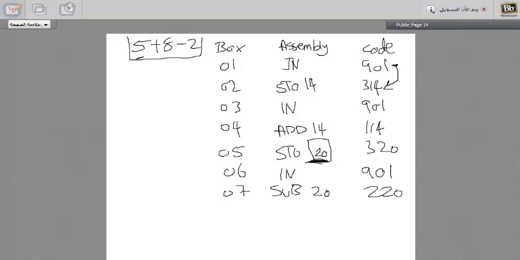Okay. Then what do we do after that? Number 8, what do you do after that? Output, yeah. We need to have an output. What is the code for that? 902. What do you do next? What do we do next? Halt. Well done, actually, you're very good. Okay. Halt, H-L-T. The code for it is 000.